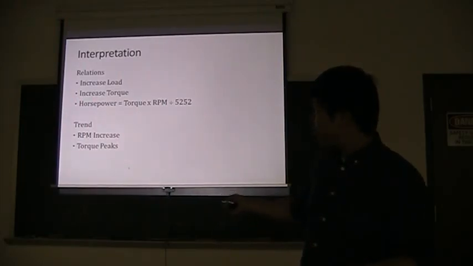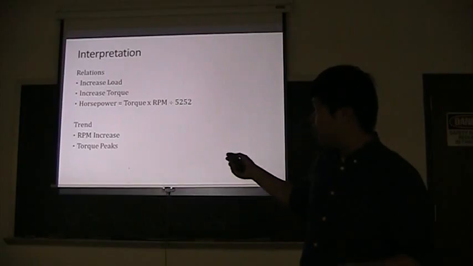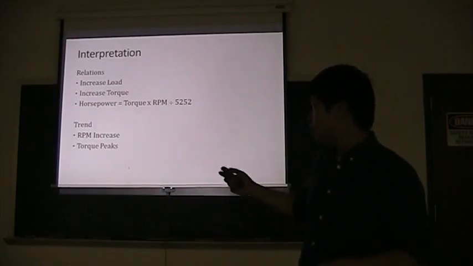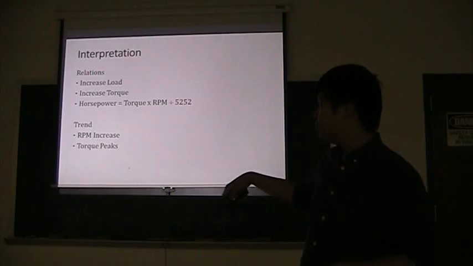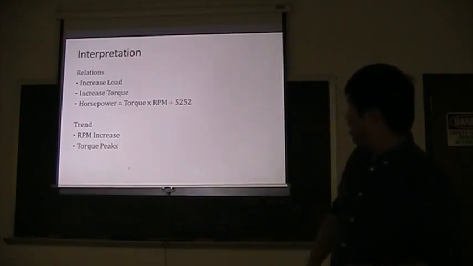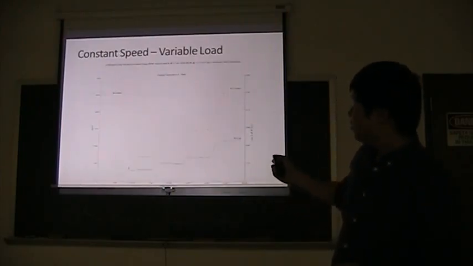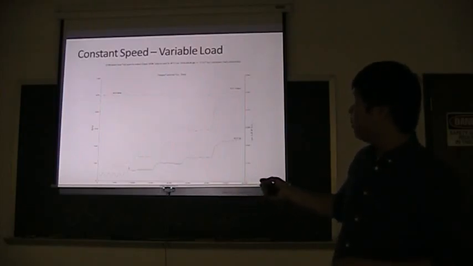For the trend, like I said, RPM increases, torque peaks, then lowers, but it creates more torque in less time, and so the horsepower overtakes. The next test we have is the constant speed, variable load.